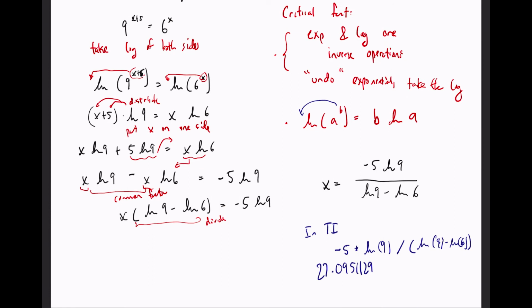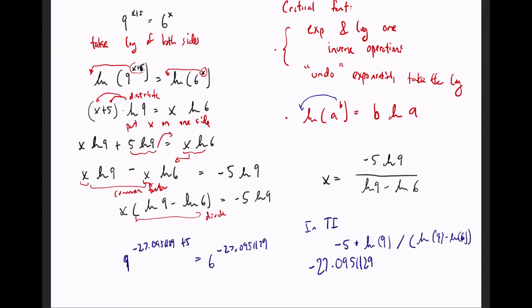And we can check our work if we want. If I take, that doesn't seem right. I think it's a minus. It's a minus. Yep, it's a minus. Forgot that minus sign. So if I take that and plug that in, do I get that 9 to the minus 27.0951129 plus 5 equals 6 to the minus 27.0951129? And I hope the answer is yes. Yeah, absolutely. Yeah, this totally checks out.